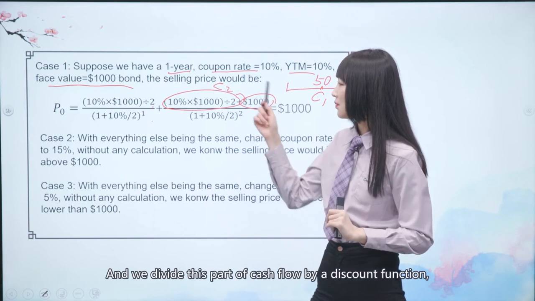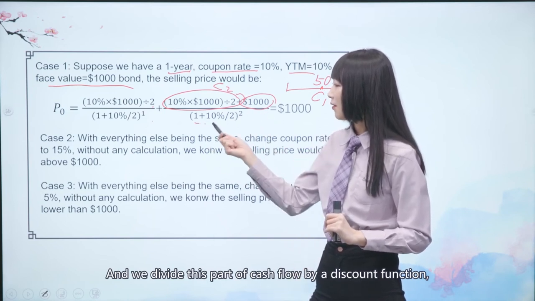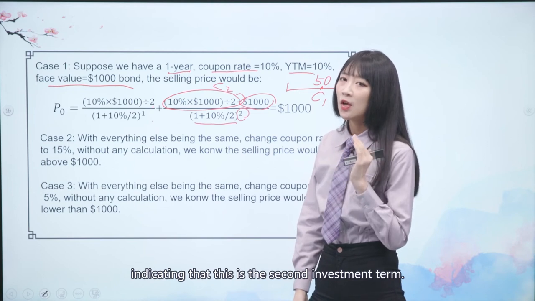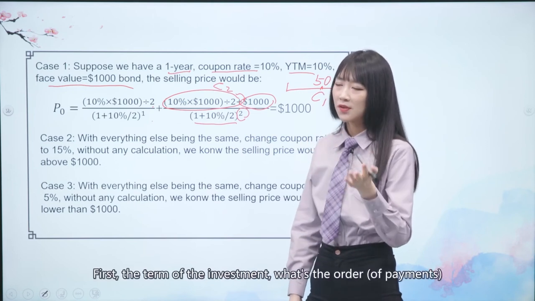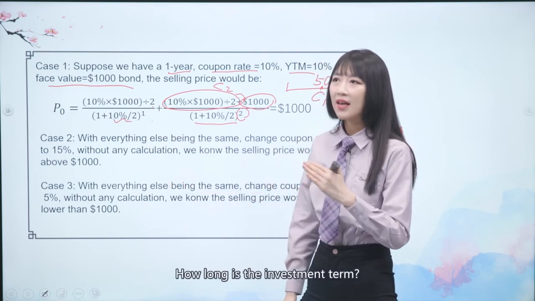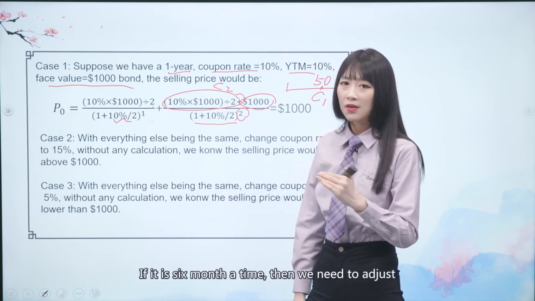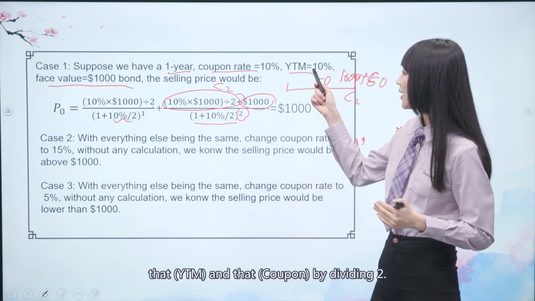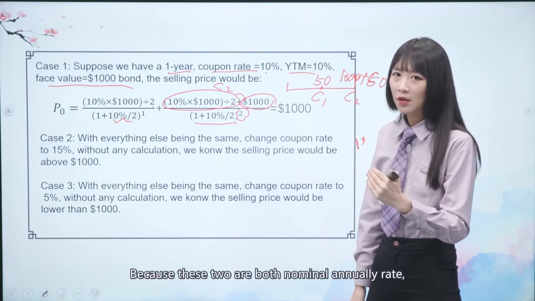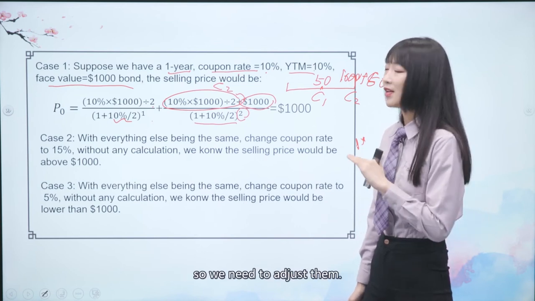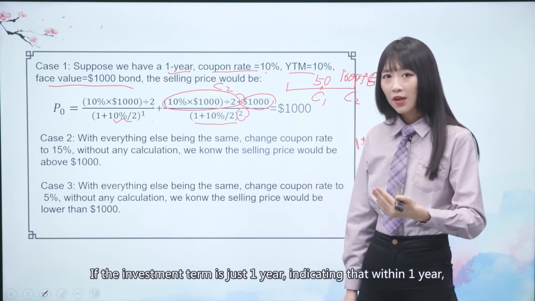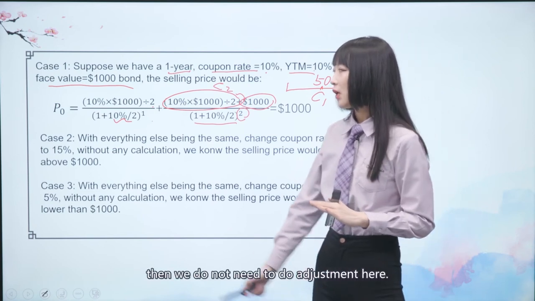And we divide this part of the cash flow by a discount function raised to the power of 2, indicating that this is the second investment term. So we need to adjust for, first, the term of the investment, the order, and also the interest rate. How long is the investment term? If it is 6 months at a time, then we need to adjust by dividing by 2, because these two are both nominal annual rates. If the investment term is just 1 year, meaning there's only one coupon payment within a year, then we do not need to do the adjustment here.